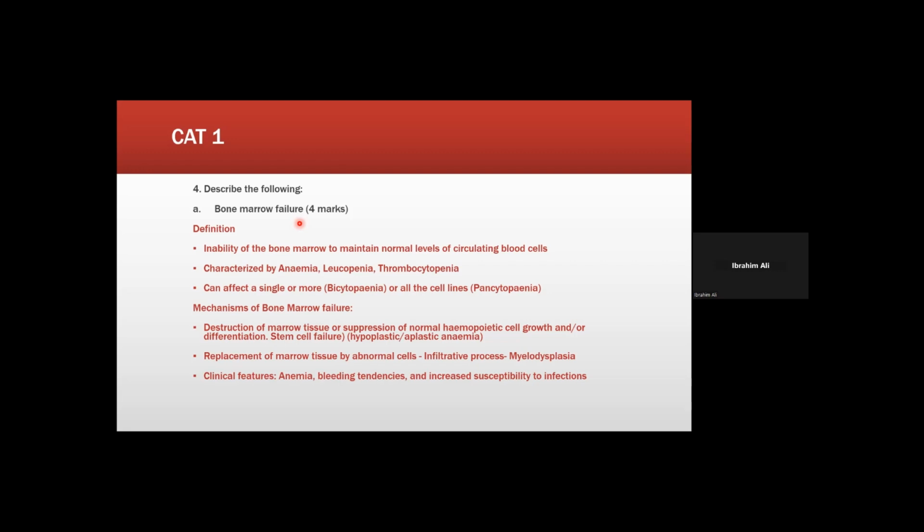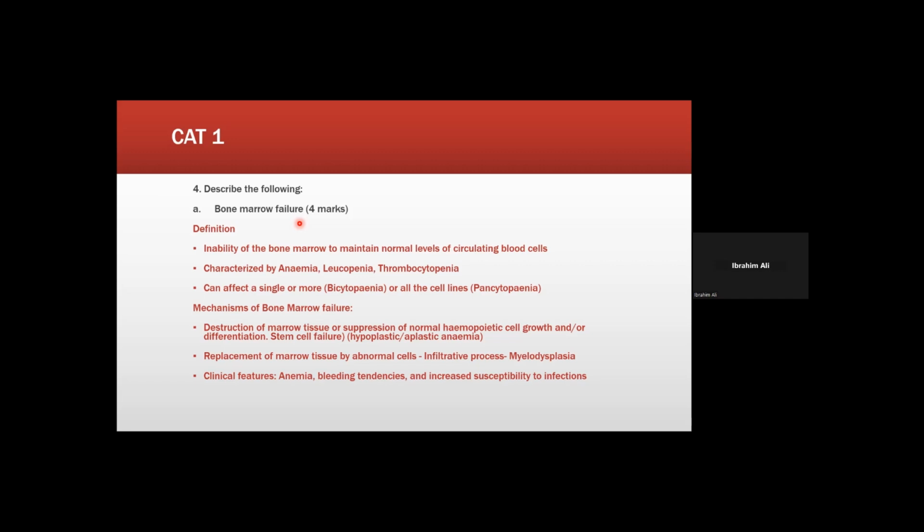Pan means all. For example, if all three layers of your heart are inflamed, that is pancarditis, you see? Pan means all through. Now this can affect one cell lineage, like only RBCs or platelets, or all of them.